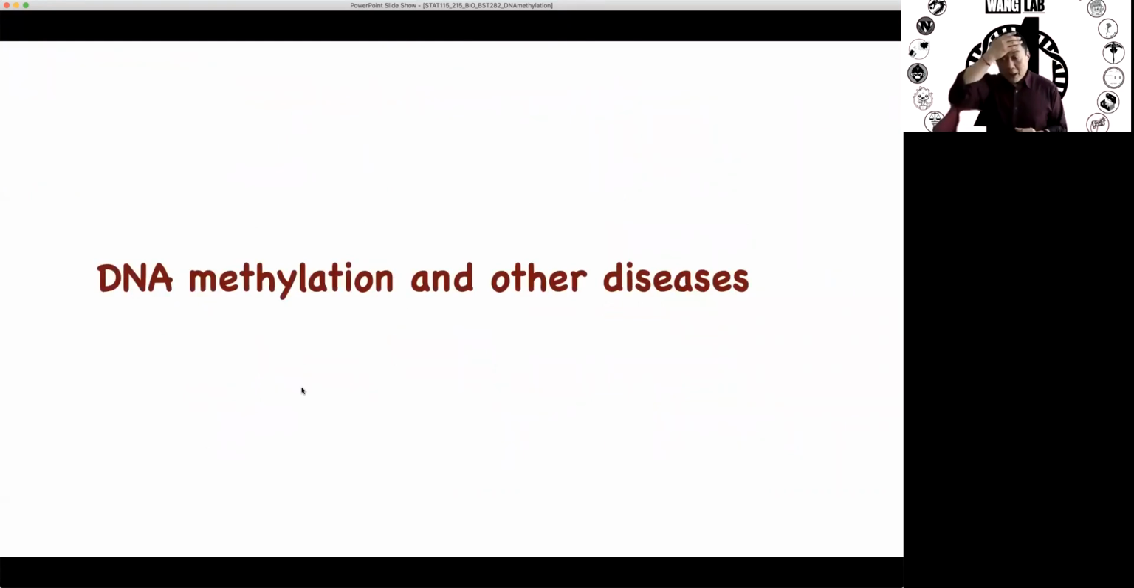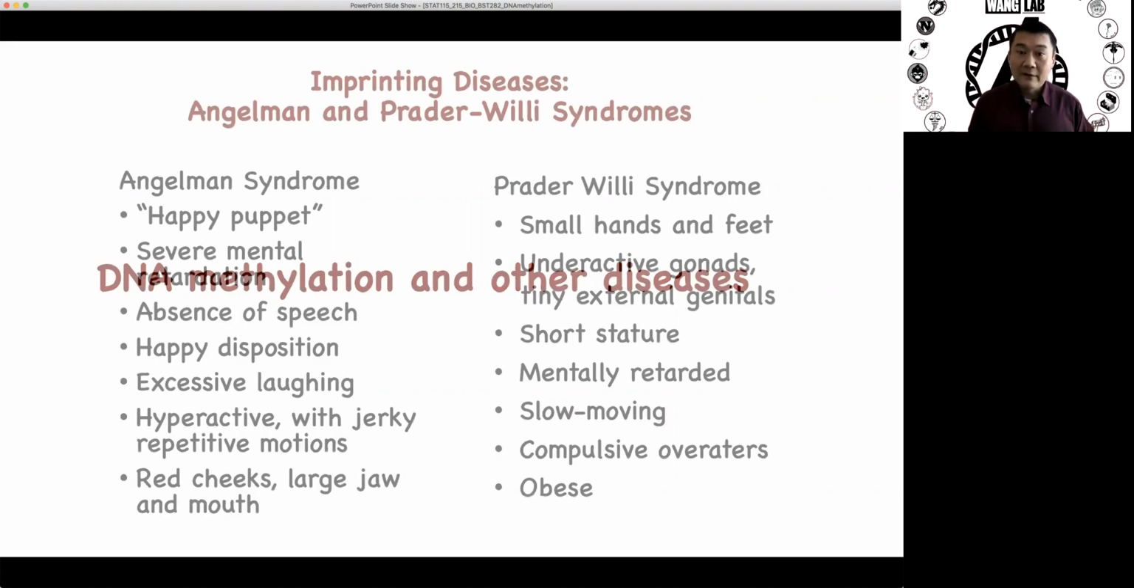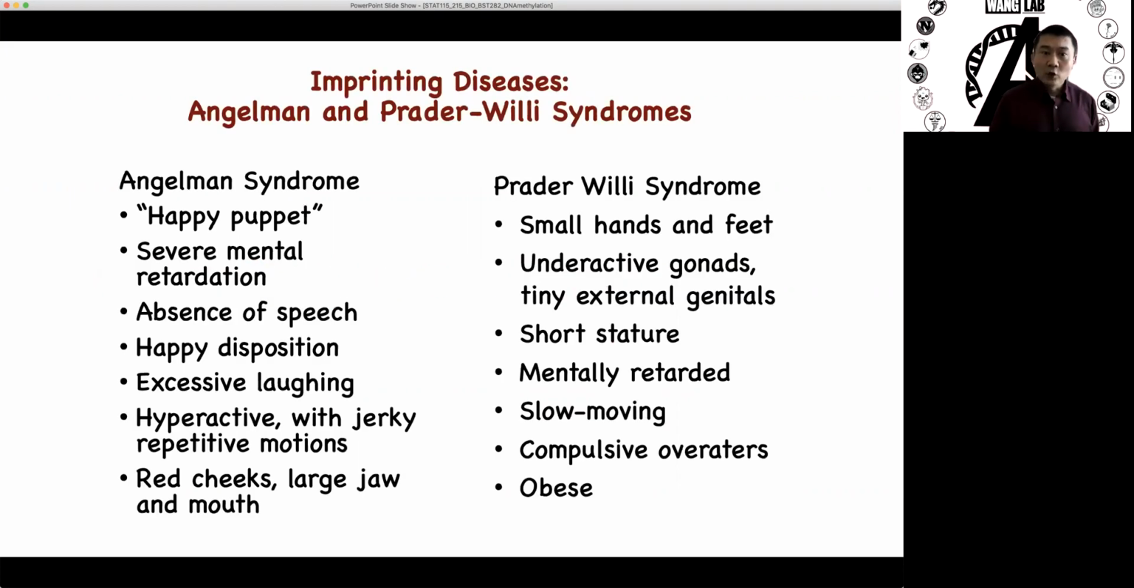I'll just wrap up this part by telling you, DNA methylation is not just implicated in cancer, it's everywhere. It's implicated in many other diseases. I'm going to quickly go over two related but very different diseases that we call imprinting diseases: Angelman syndrome and Prader-Willi syndrome, two very devastating diseases. They're kind of related, but phenotypically they're very different.